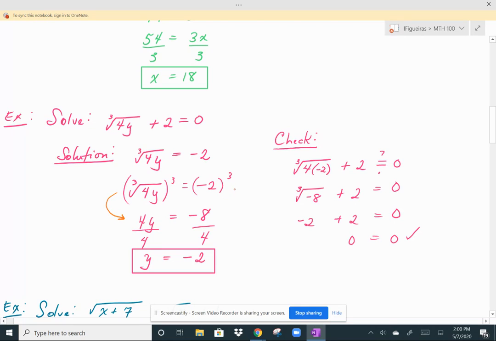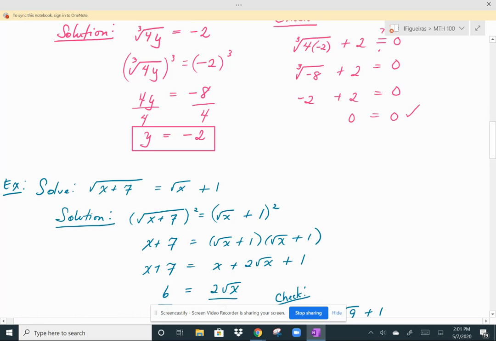And on the right side, negative 2 to the third power is negative 8. Then divide both sides by 4 to get y alone, and you get that y is negative 2. The check is here on the right. It works, so you can say that y equal to negative 2 is a solution to the equation.